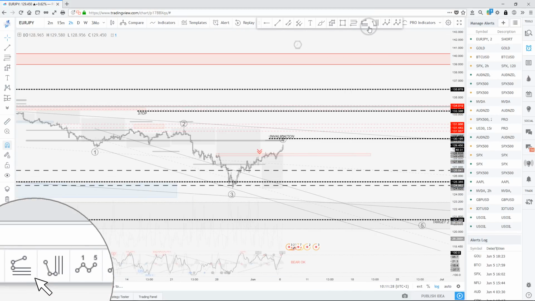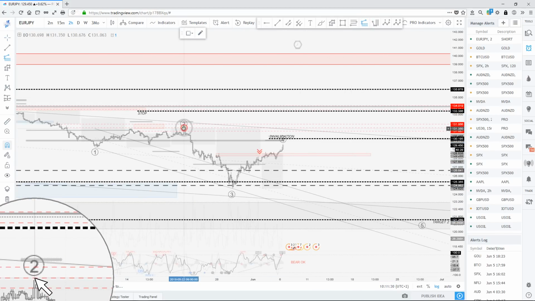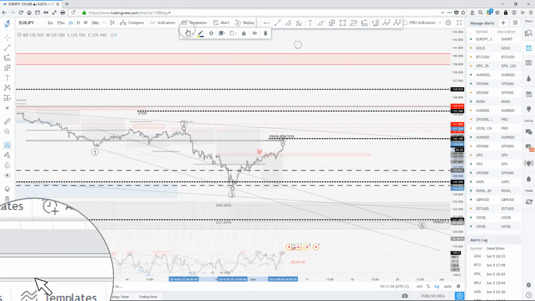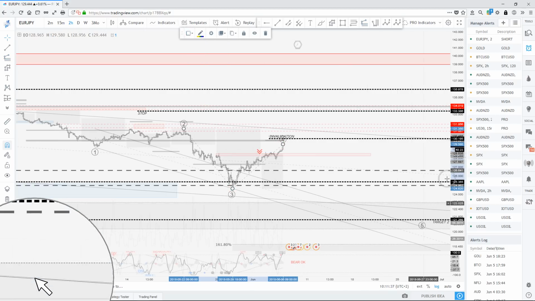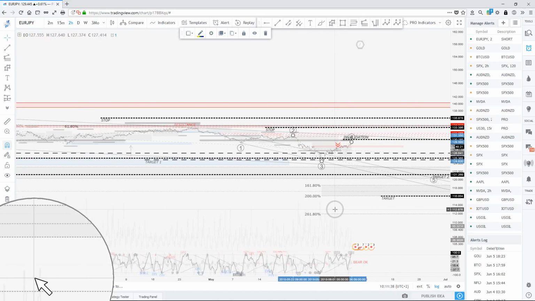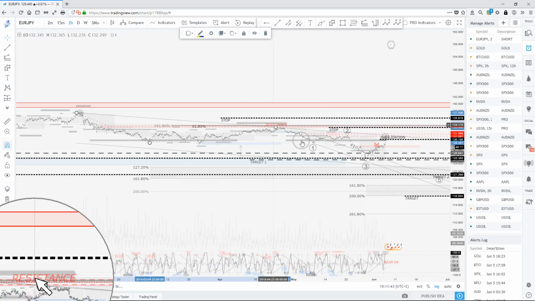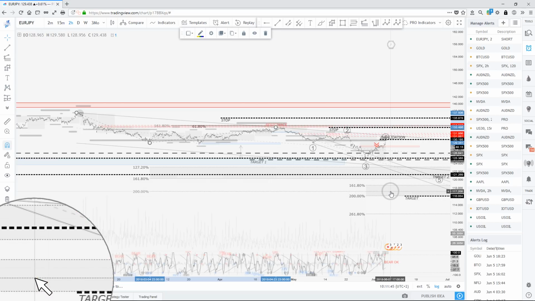So let's calculate the potential targets we will be forecasting. Extended wave 5 is generally a 161% extension to 200%, and we do it. We have it as well in here, so probably going to target there.